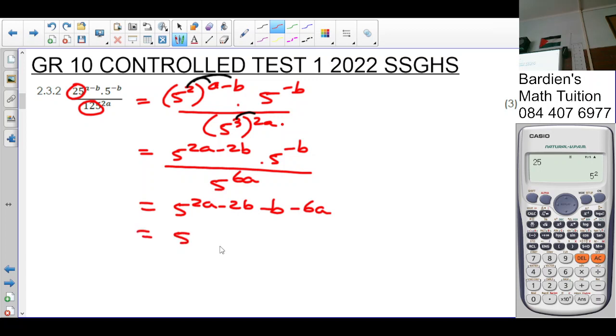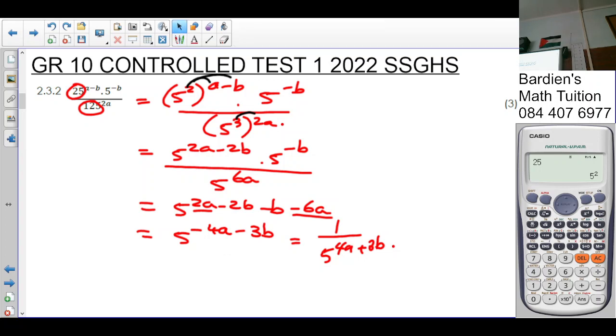So you got 5. 2a minus 6a is negative 4a. Minus 2b minus b is minus 3b. So they said with positive exponents. So where does that belong? At the bottom, in the denominator. So I'm supposed to have written that as 1 over 5 to the 4a plus 3b. Okay. You guys are losing marks everywhere. So I think she accepted that as a solution. Otherwise you got another mark that you are penalized on.